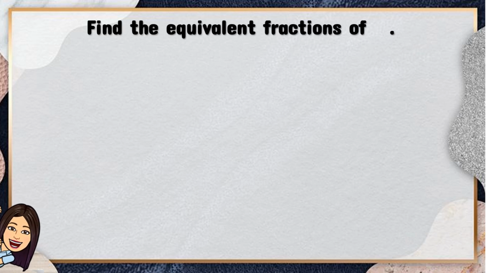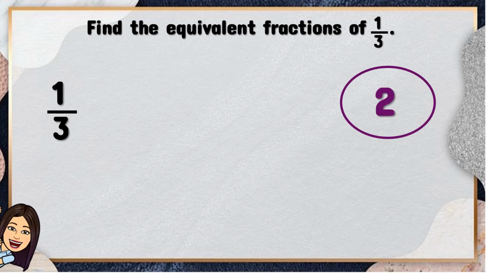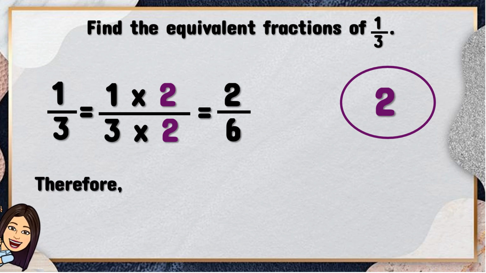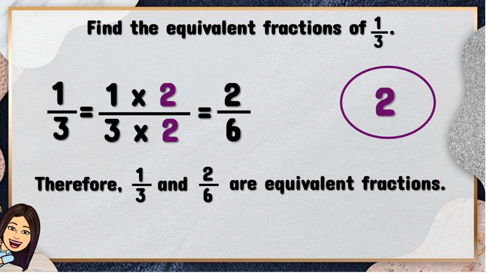Let's do the first example. Find the equivalent fractions of 1/3. Let's multiply its numerator and denominator by 2. So 1/3 is equal to numerator 1 times 2 is equal to 2. The denominator 3 times 2 is equal to 6. Therefore, 1/3 and 2/6 are equivalent fractions.